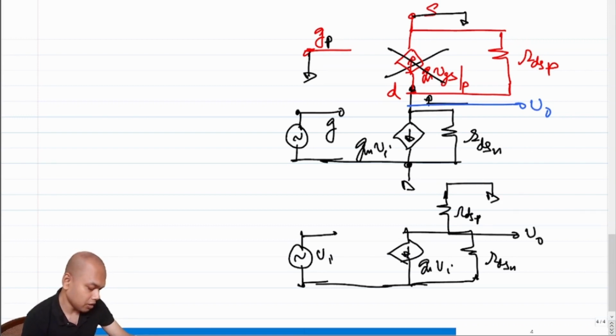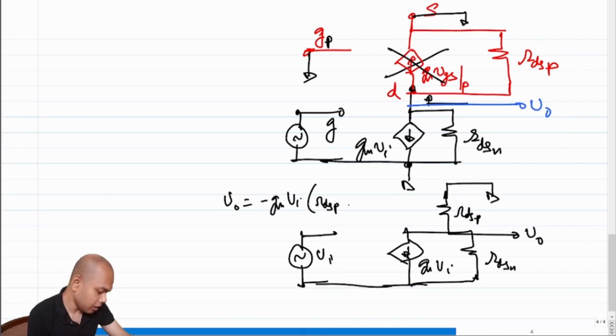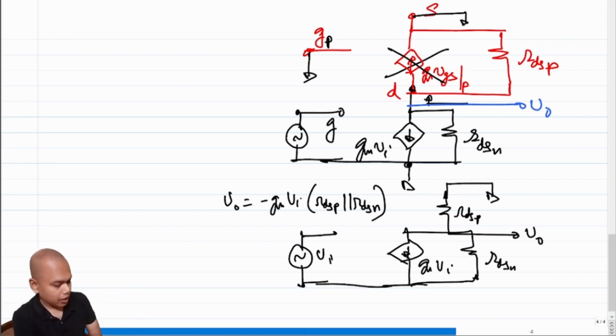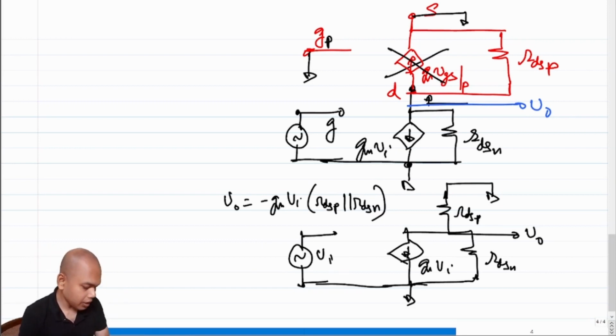So what is V0? Clearly this RDSP and RDSN are coming in parallel, right? So your V0 will be minus GM times Vi times RDSP parallel RDSN. Okay. Since we are looking into the drain of both the transistors, it is possible to get a large value of gain, as long as we keep the transistors in saturation.